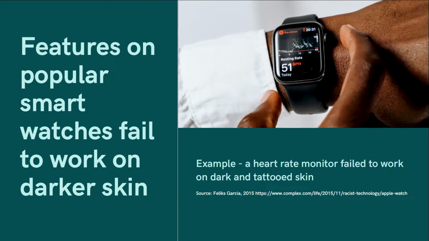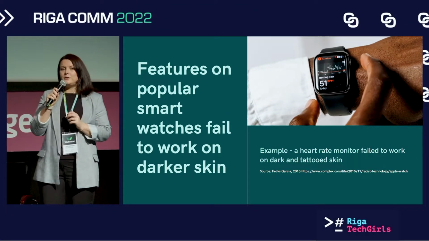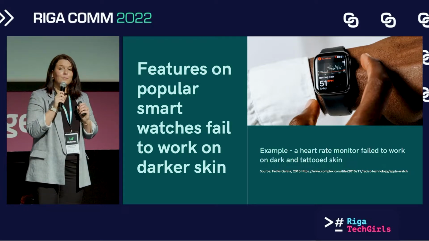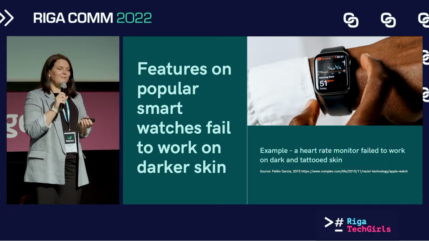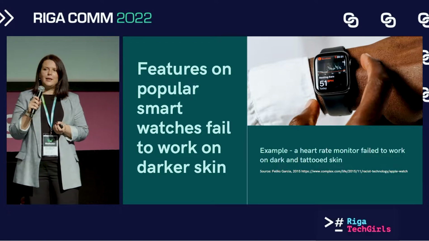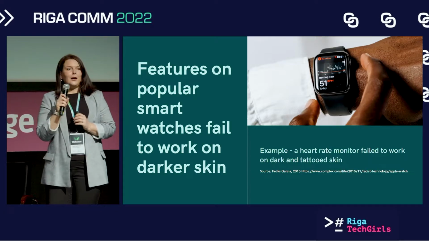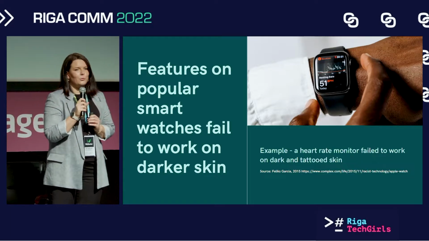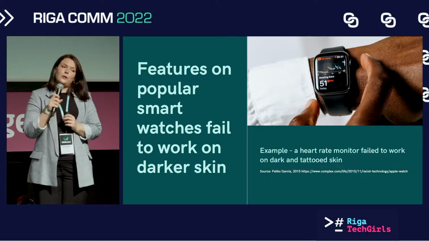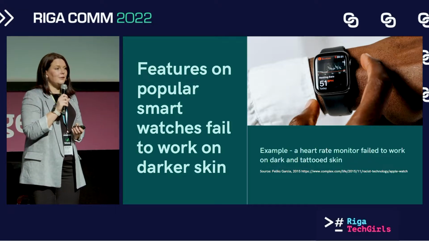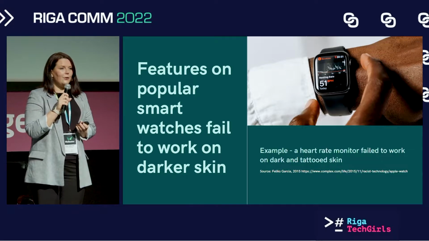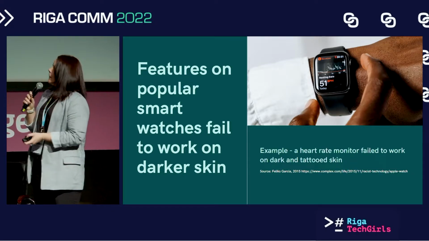Here's another example. Popular smartwatches, most of us have one, have accidentally created technology that can be a little bit racist. What that actually means is that some of the watches have failed to work on darker skin. The very first Apple Watch that was released had a bit of a scandalous situation. Its heart rate monitor did not pick up tattooed or dark skin, and they needed to fix that problem quite quickly. And they haven't been the only ones in the industry that have faced these kinds of challenges. So here's another example of how technology can become biased as well.